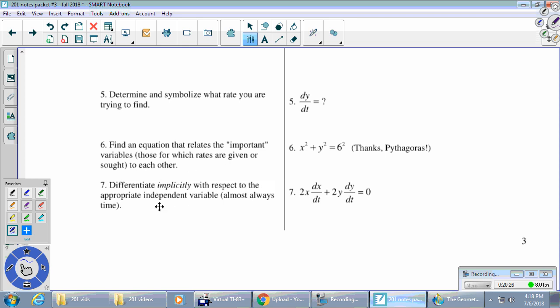Then you differentiate implicitly with respect to the independent variable, which is almost always time. Don't forget every single variable after you do the normal derivative rule gets a d over dt. On the left-hand side, it was a dV/dt. On the right-hand side, it was a dh/dt. If there was still r in there and we had taken its derivative, we would have written dr/dt at some point.